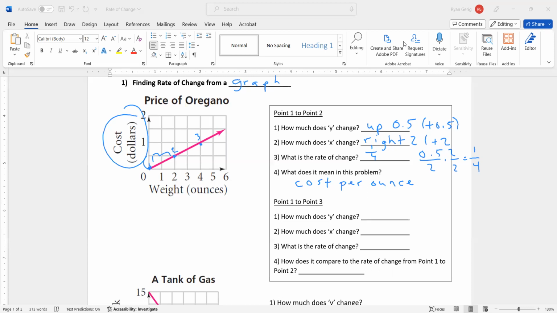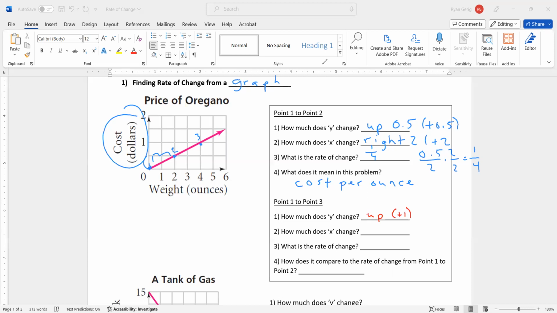Okay. Now, I made a point earlier that the rate of change is constant. We're going to take a look from point 1 to point 3 and see if it remained 1 over 4. So how much does y change? Well, it's up 2 lines, but that's 1. So up 1, or positive 1.